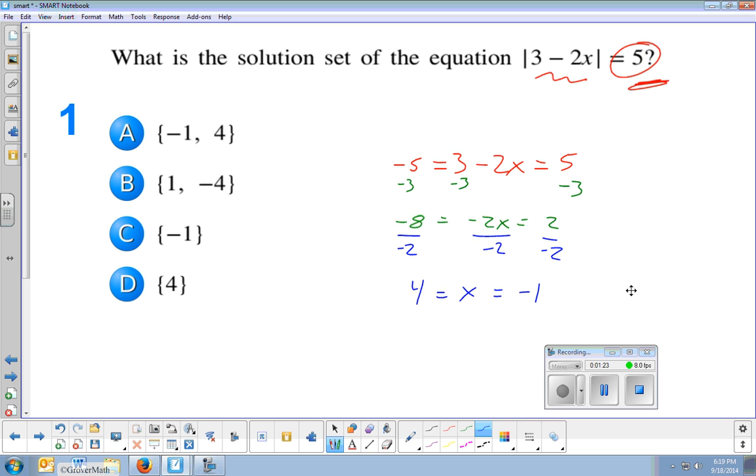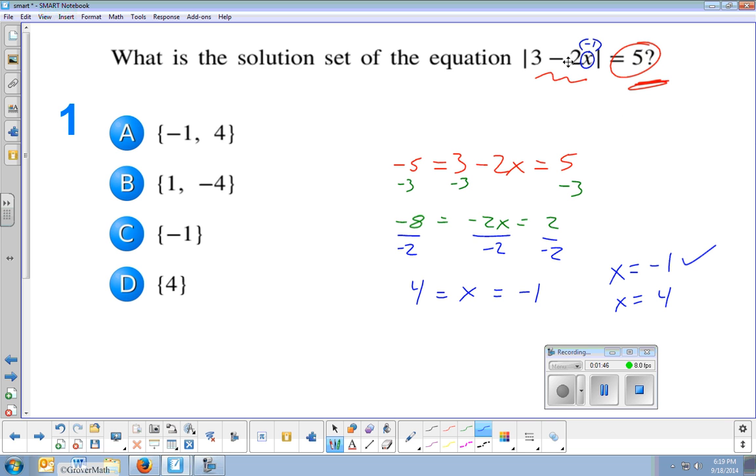And so at this point, I can now separate it to say that x equals negative 1 and x equals positive 4. You definitely want to check these, even if it's just kind of a quick look at it. So let's see, if x is negative 1 here, that would imply negative 2 times negative 1 would be positive 2. And 3 plus 2 is 5. The absolute value of 5 is 5, so that checks out good.